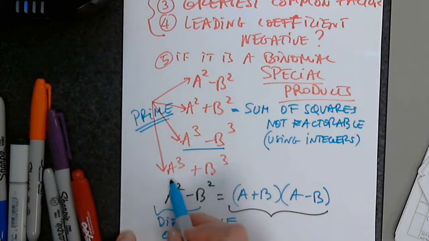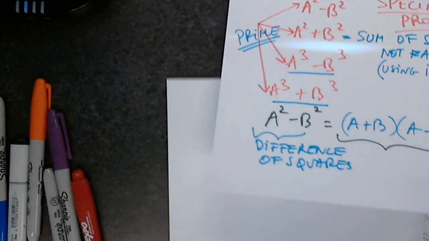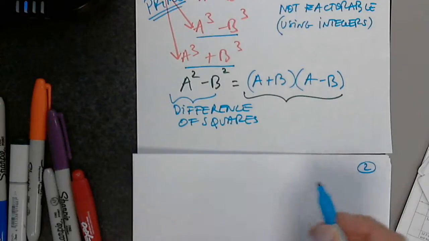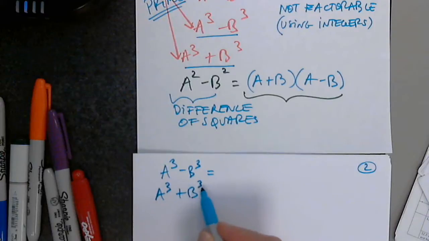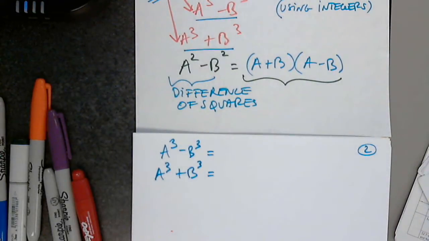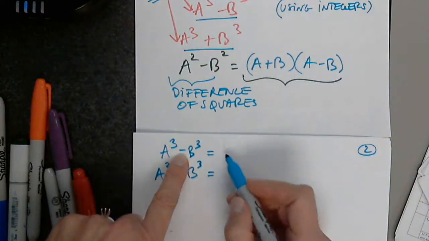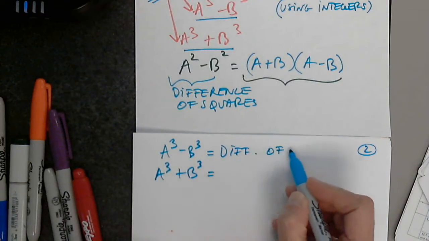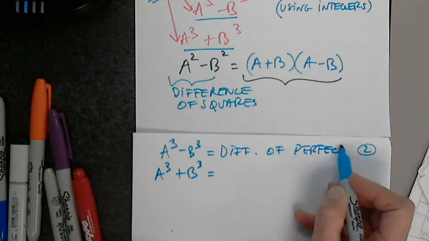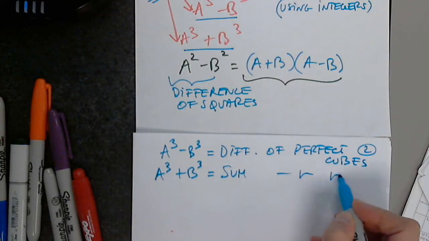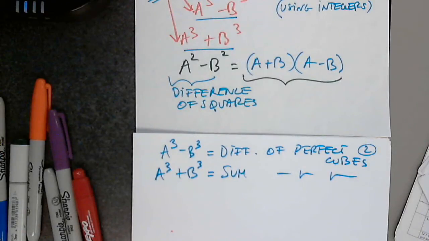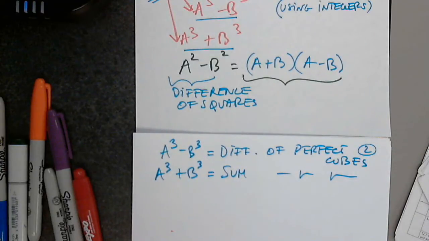Now, how do you think we call these two? We haven't seen them before, so we need to work on those a little bit. So what do you think this will be called? And how do you think this will be called? Obviously, it's a difference of what? Yes, perfect cubes. What do you think we're going to call the last one? Of course, sum of perfect cubes. Very good. Okay. Are they factorable? Yes. Both of them.